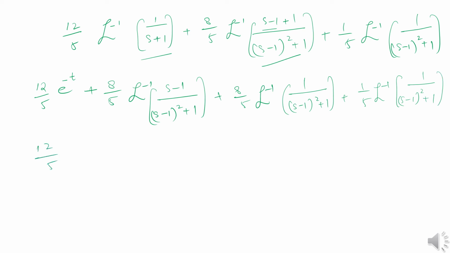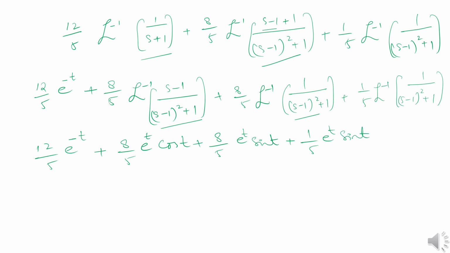So the inverse transform of s minus 1 over s minus 1 whole squared plus 1 can be found easily by using the shifting property. So we know that the Laplace inverse of this function will be e to the power t multiplied by cos t, plus 8 over 5. The inverse transform of this function will be e to the power t multiplied by sine t, plus 1 over 5 into e to the power t multiplied by sine t.